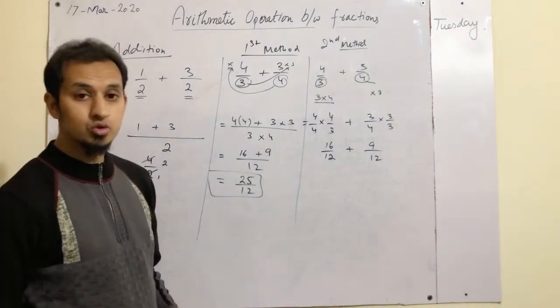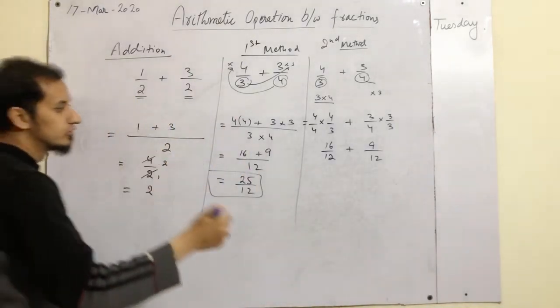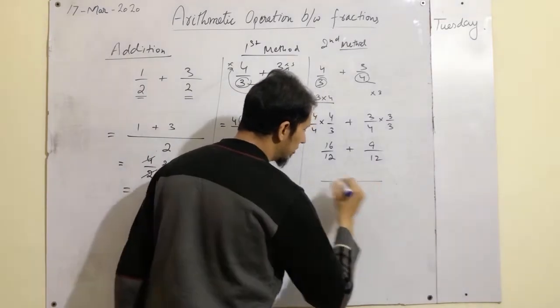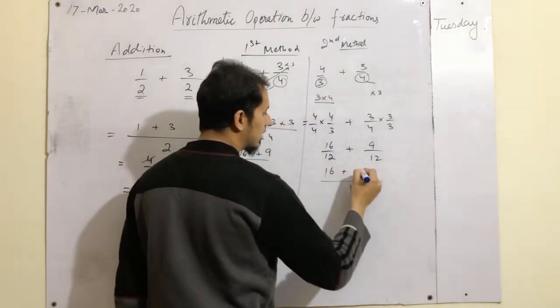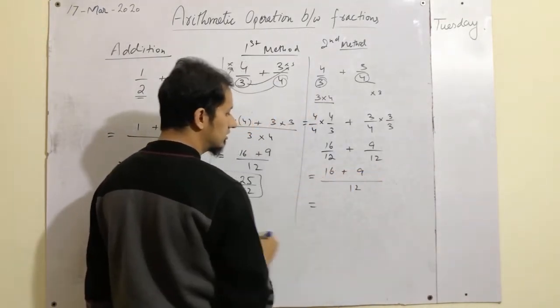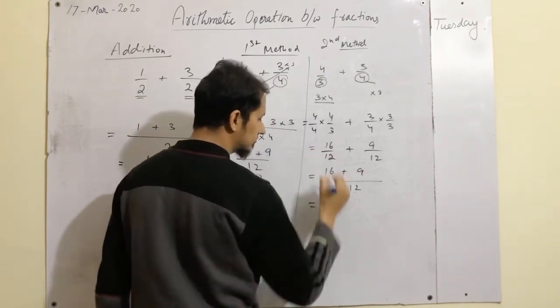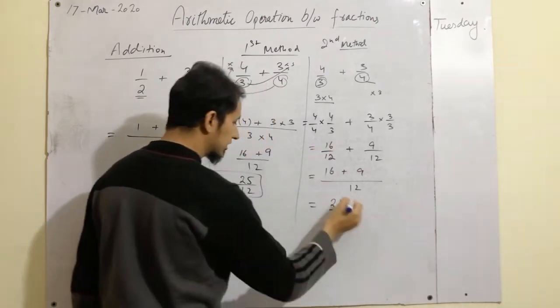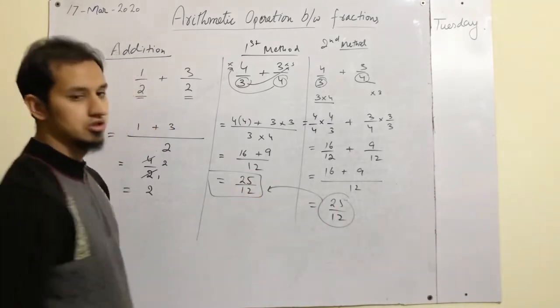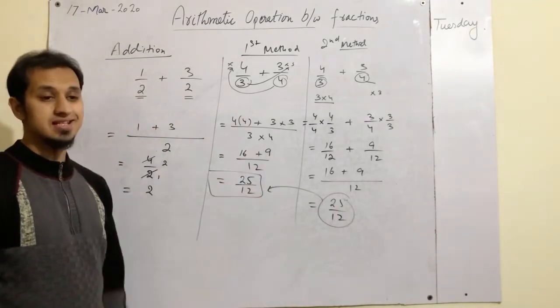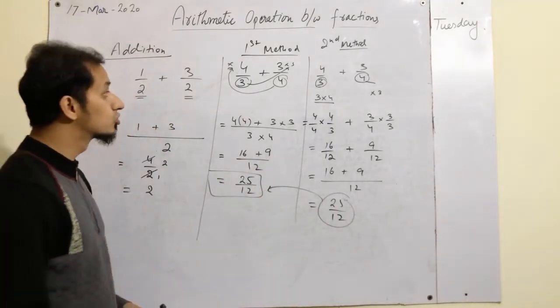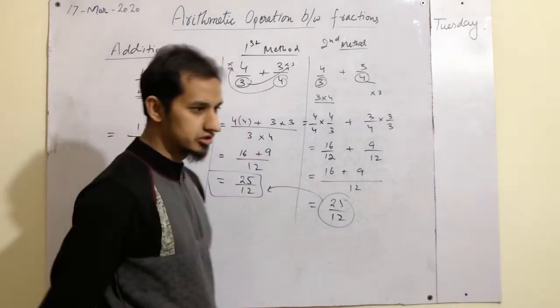So what will we do? We will apply this rule. We write just the denominator below and add the numerators like this, and we get 25 over 12, the same answer as before. So here we have the second method to solve this kind of fraction.